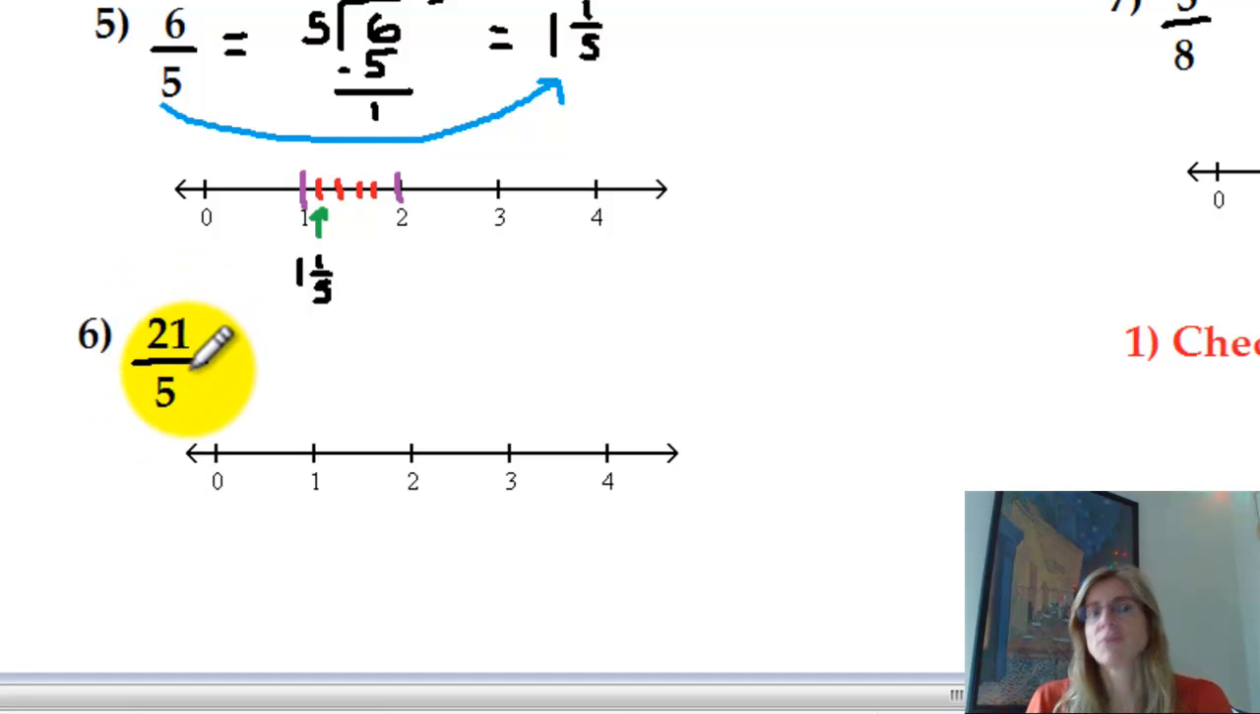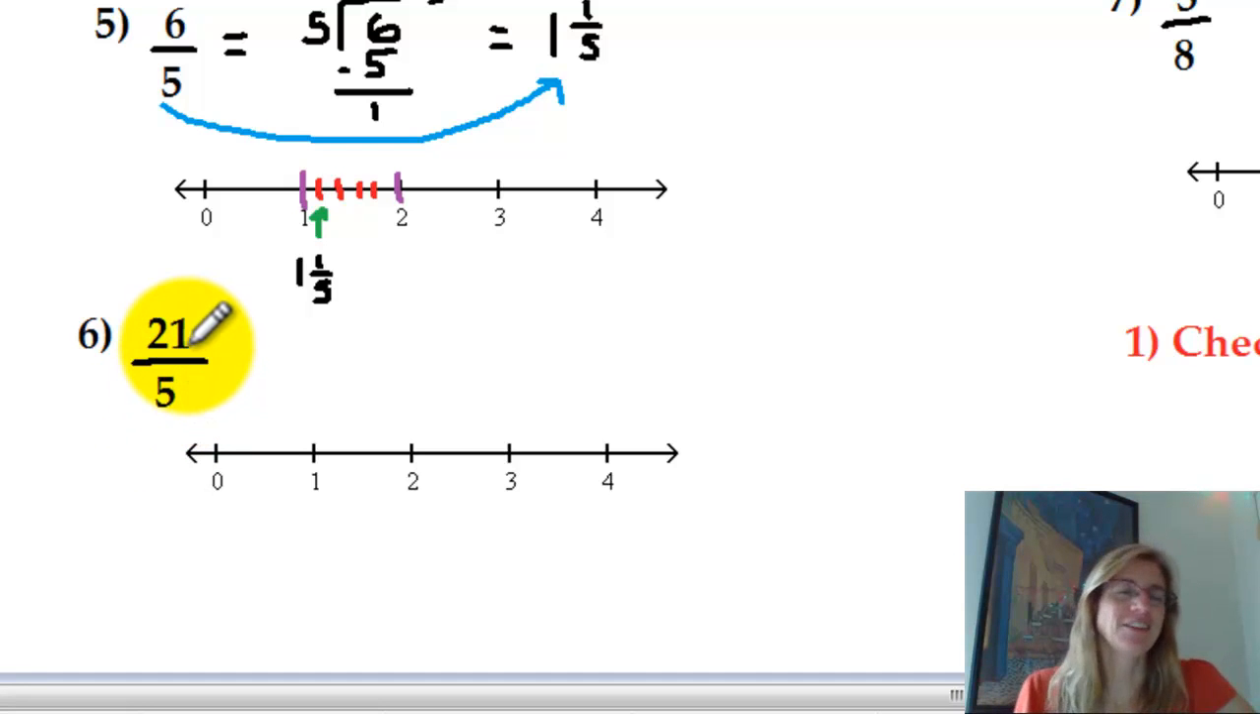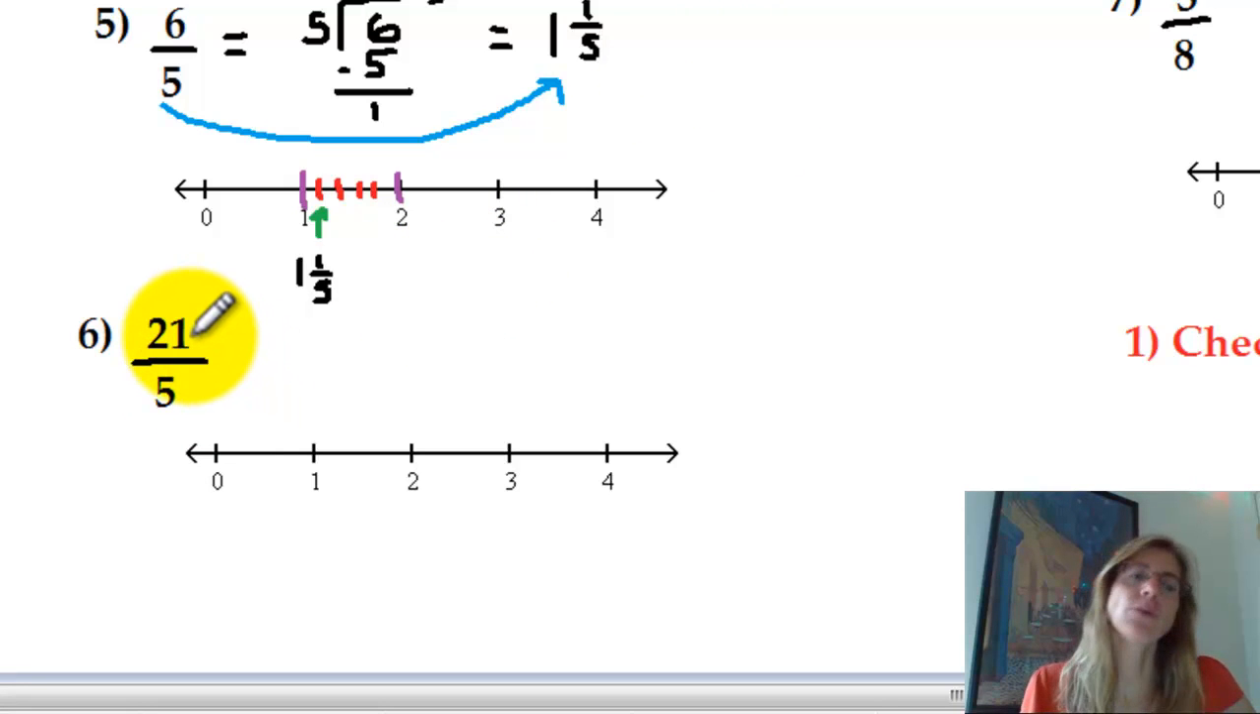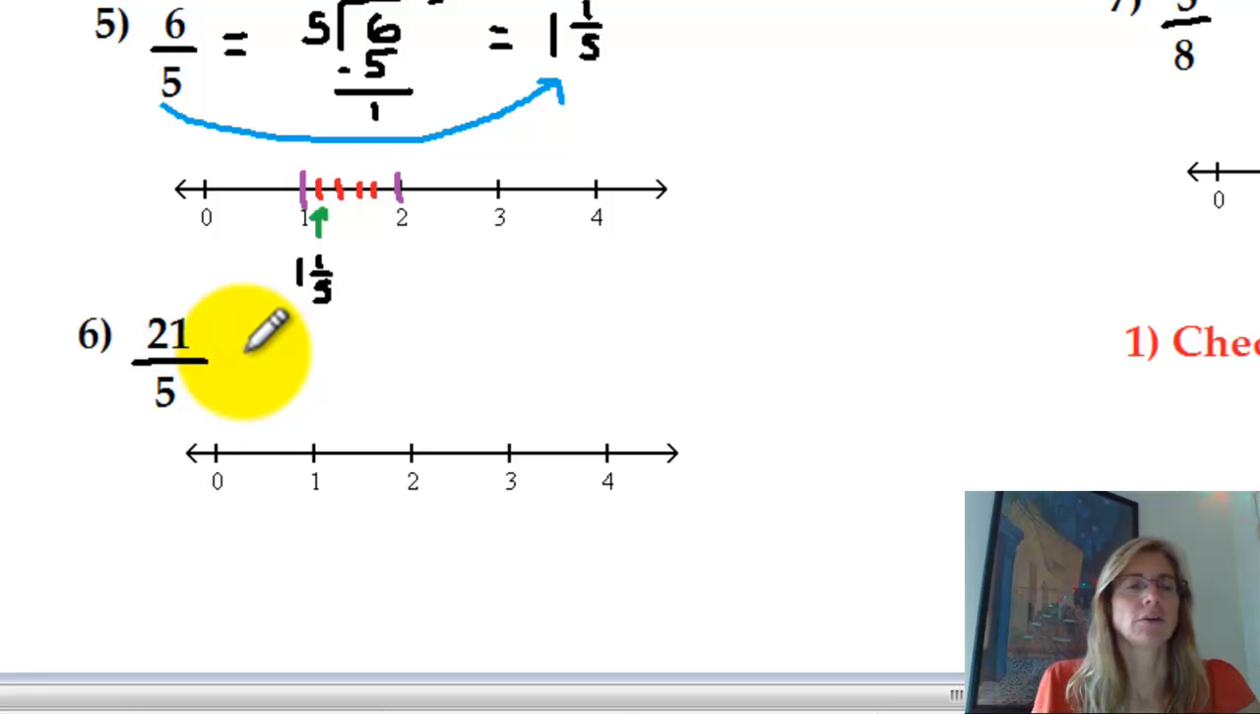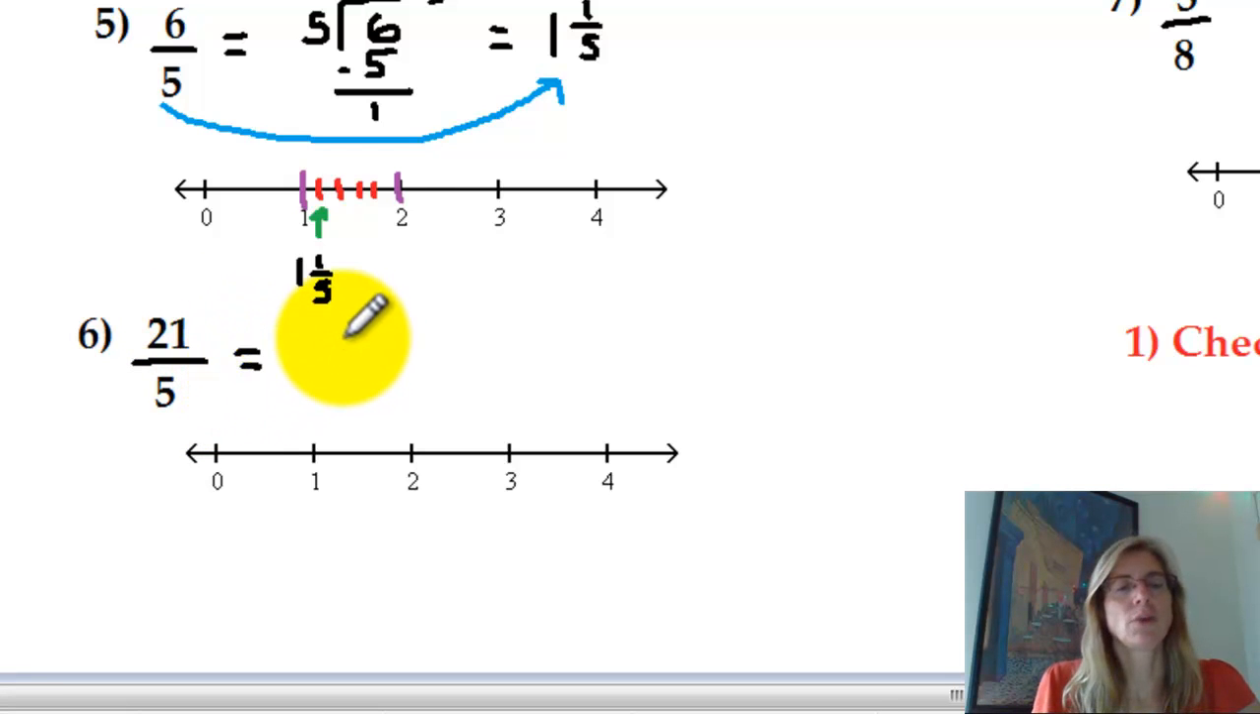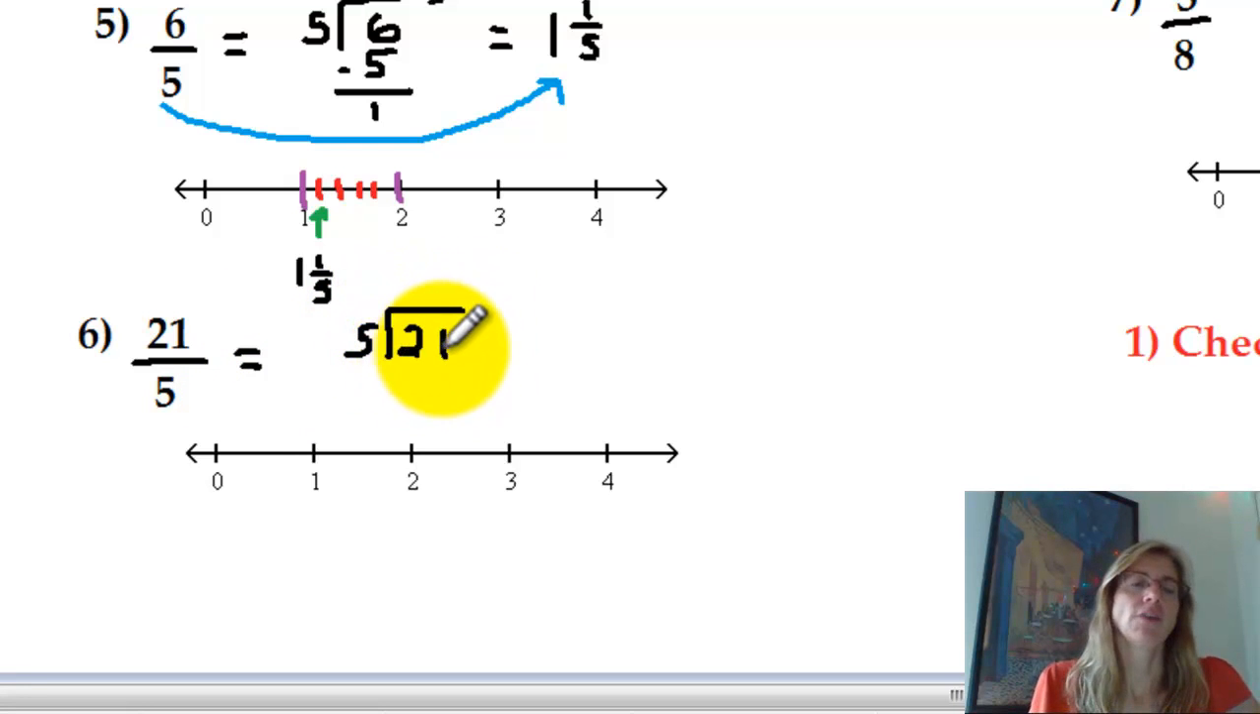Well, it's a very improper fraction. Not that anything can be very improper really in math, but the numerator 21 is larger than the denominator. But let's make it easier to understand where to put it on the number line by changing the improper fraction to a mixed number. 5 into 21 is 4. 4 times 5 is 20. 21 minus 20 is 1, so 4 and 1/5.